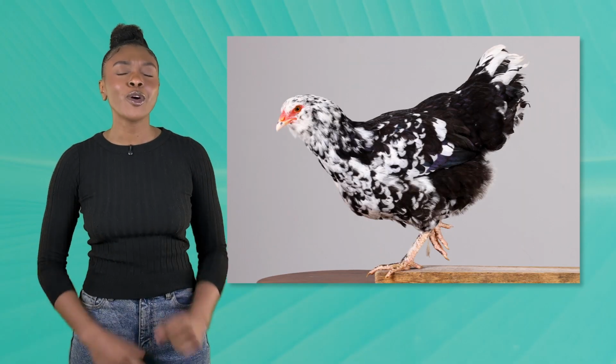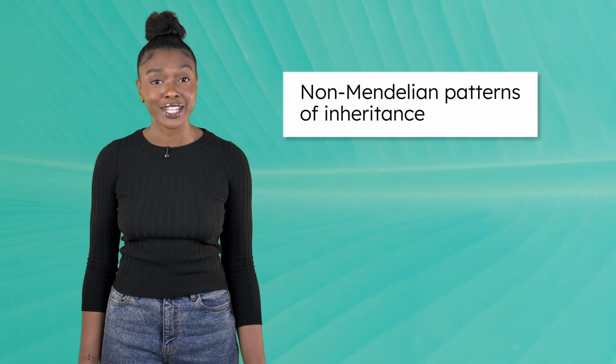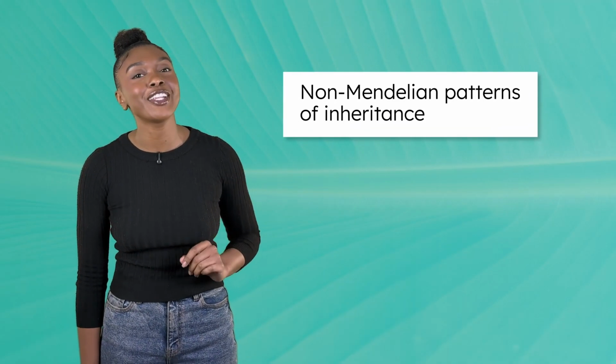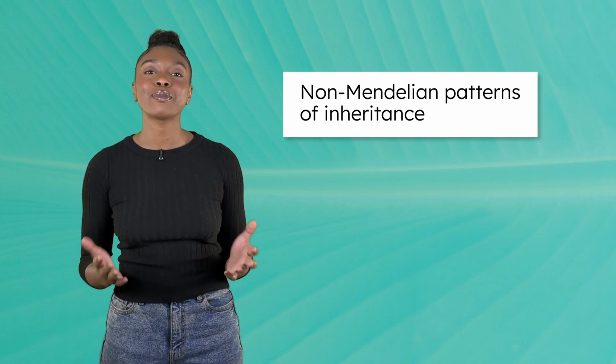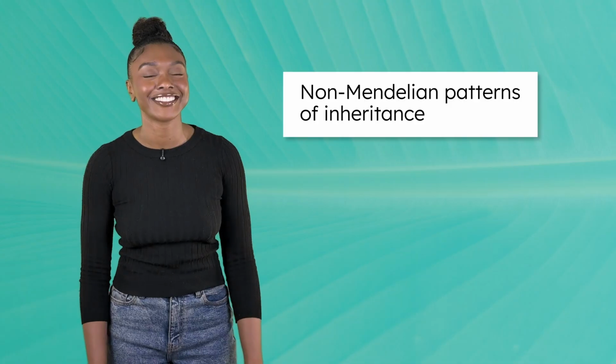In this video, we'll be exploring this question and more as we learn about non-Mendelian patterns of inheritance, including incomplete dominance and codominance. In another video in this lesson, we'll tackle traits determined by multiple alleles. Ready, biologists? Let's get started.